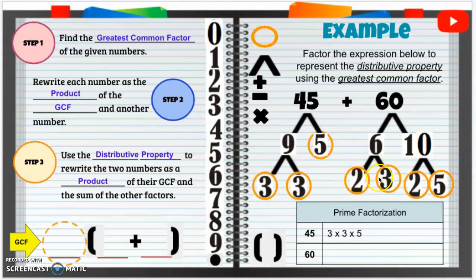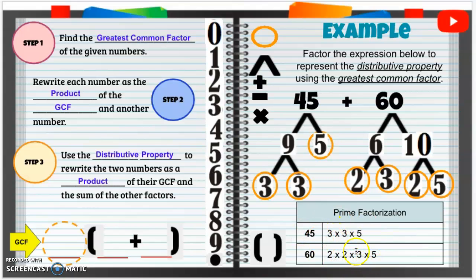So now there's no more branches to break down. In order from least to greatest, our prime factorization of 60 is 2 times 2 times 3 times 5. I put those numbers down first so that I can remember what I have written down. Now we match our socks.